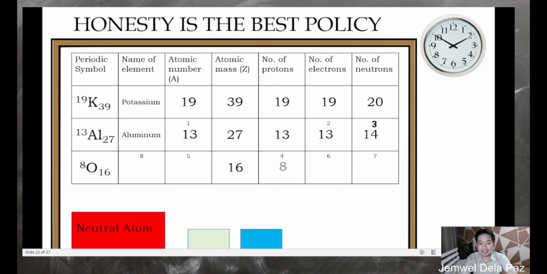If your answer is 8, nice. Your answer is correct. How about the atomic number? The correct answer is 8. It seems you really have a good understanding now about determining the number of subatomic particles. Let us proceed. How about the number of electrons?